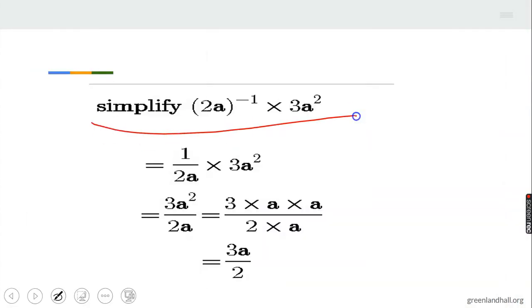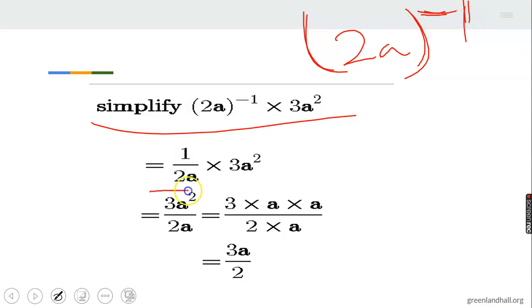Now, simplify again. 2a raised to power minus 1. Don't forget, when you see a bracket outside, then you have minus 1 at the top. That means this minus 1 is affecting the content of the bracket. You can see it here, times 3a squared.